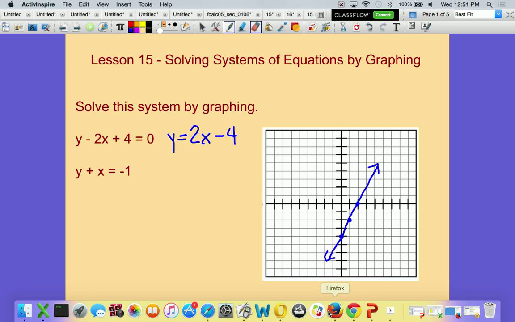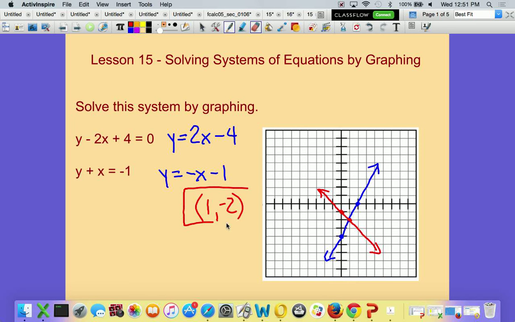If we do the same thing with the other one, we subtract the x over, negative x minus 1. Doing the same thing, I would go negative 1 for our y-intercept, and then down 1 and over 1 for our slope. And there is that line. Where do the two lines cross? The two lines cross at the point (1, -2).